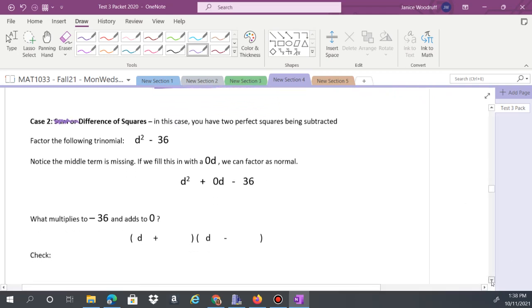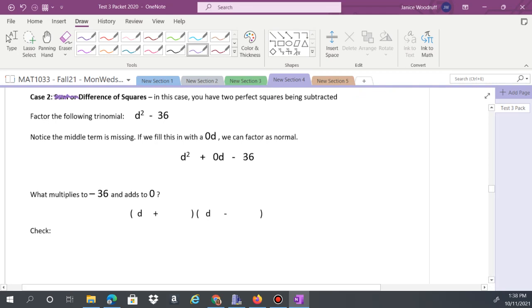So when you're looking at that, you say, okay, well, what multiplies to negative 36 but adds to 0? Six and negative 6, right? So it's the same number, except they're different signs. So multiplies to negative 36, adds to 0. D plus 6, D minus 6. So this difference of squares is you have 2 perfect squares. The middle term has been canceled out. So it's the same factor with just different signs.